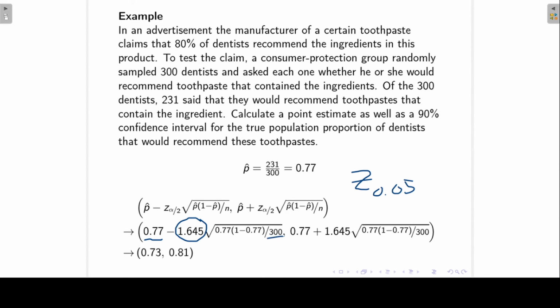We do the substitution for the lower limit as well as for the upper confidence limit, and then we get a confidence interval of 0.73 for the lower limit and 0.81 for the upper limit. Okay, and therefore we can say that this claim of the manufacturer seems to be reasonable because 80%, 0.8, lies within this confidence interval.